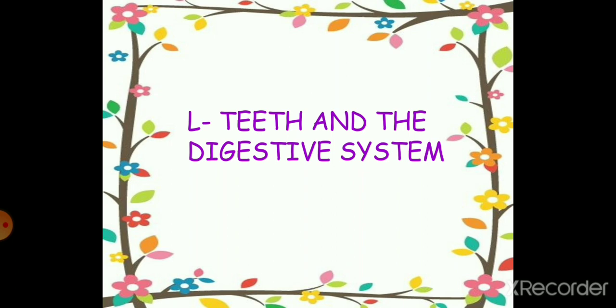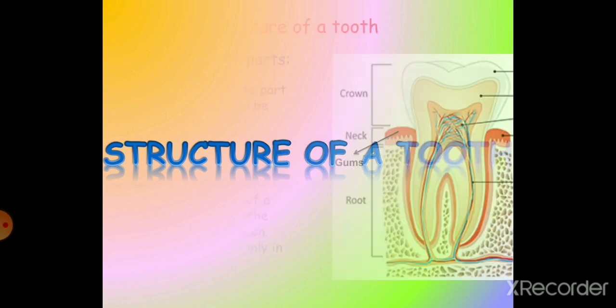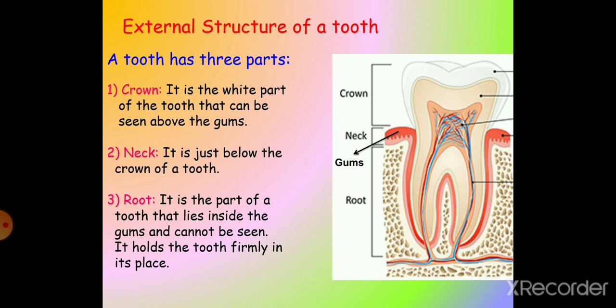Now in today's class, we will learn about the structure of a tooth. When we talk about structure, we are talking about the external as well as the internal structure of a tooth. First, let's learn about the external structure of a tooth. Now a tooth has three main parts: the crown, neck and root.